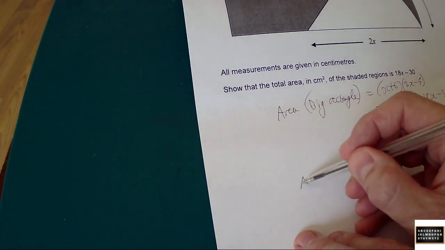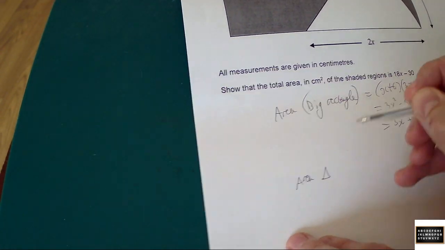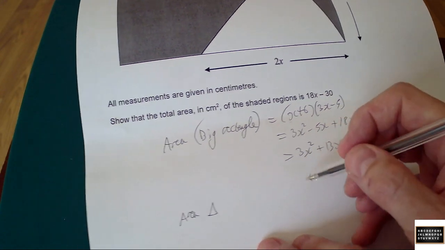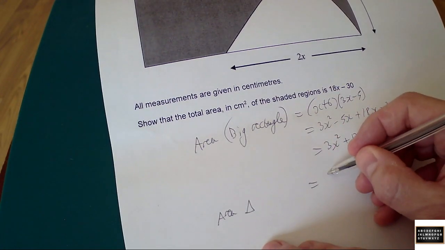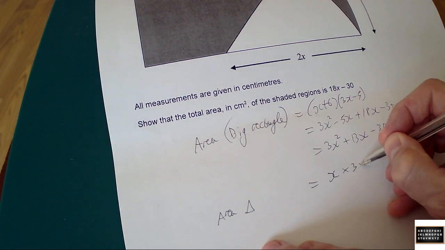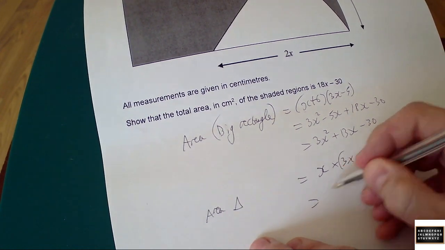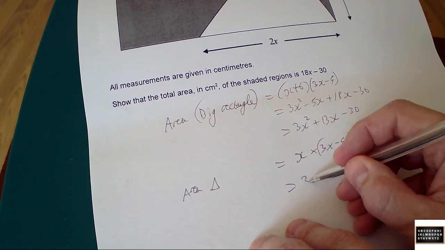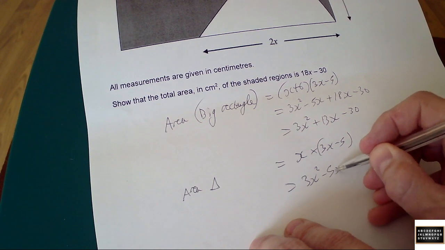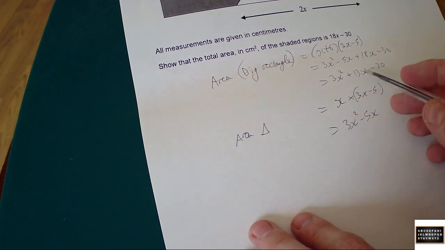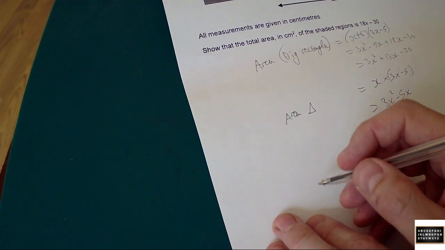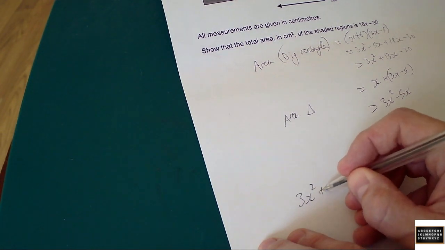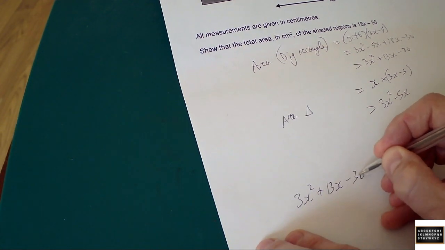The triangle will be half the base times the perpendicular height, so it's x times 3x minus 5. Careful with my brackets here, so it's 3x squared minus 5x. And so the difference between these two things hopefully should make this. So we'll show that being calculated now.